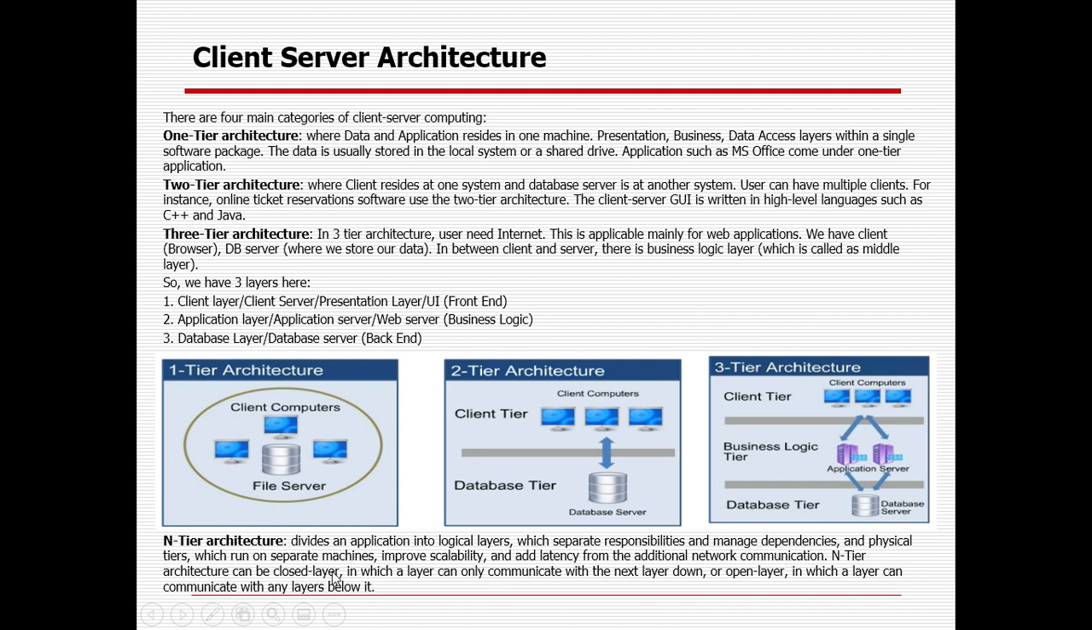N tier architecture can be a closed layer in which a layer can only communicate with the next layer. In case it is a closed layer, all the layers cannot communicate; only a layer can communicate with the next layer. But in case of an open layer, any layer can communicate with any other. So that is the difference in the n tier architecture, where multiple kinds of layers will be there in between. So that is the n tier architecture.